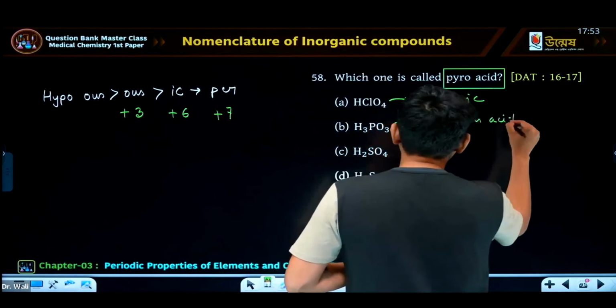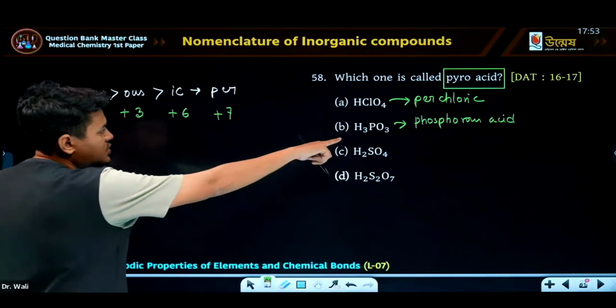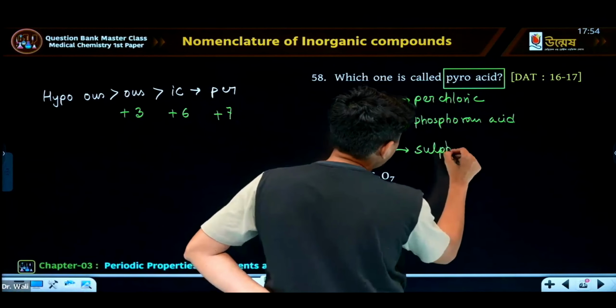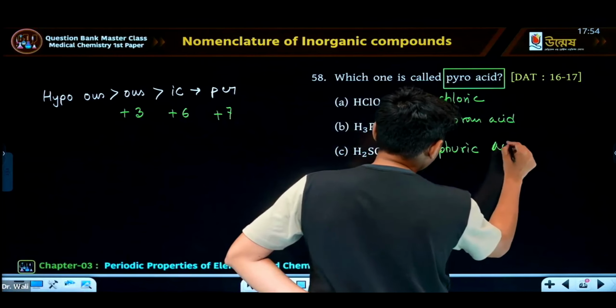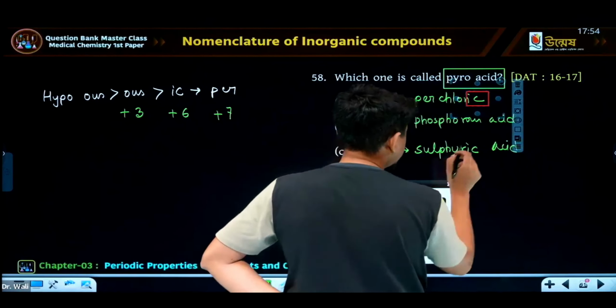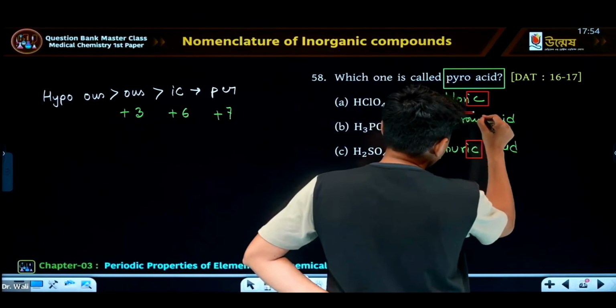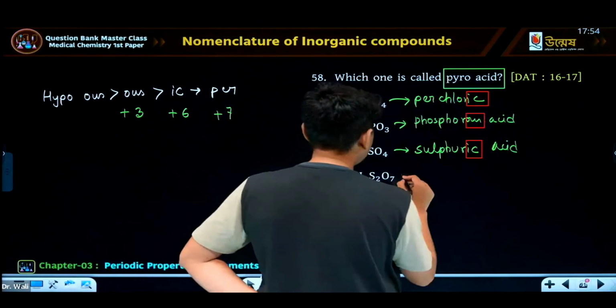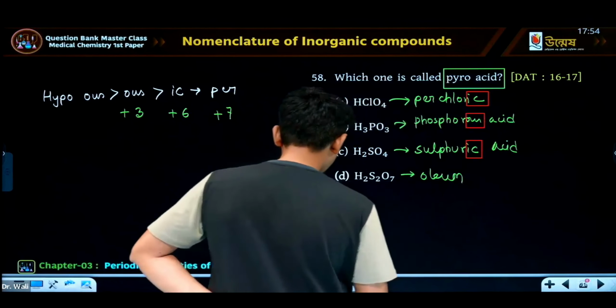Phosphorus acid. Why is it phosphorus? Because it shows a +3 charge of the central atom. Here we are observing +6, which is responsible for the name sulfuric acid. Sulfuric acid. I'm just marking the title in a different color. The suffix was added here because of their oxidation number. Anyway, the last one is also known as oleum, which is actually pyrosulfuric acid.